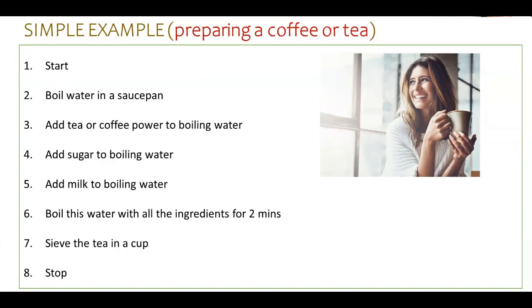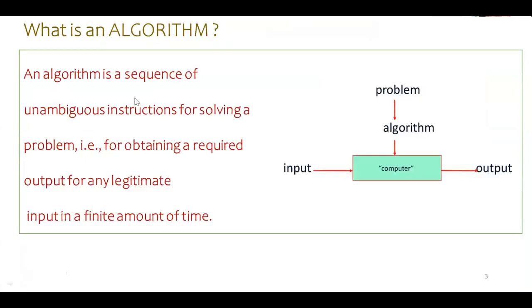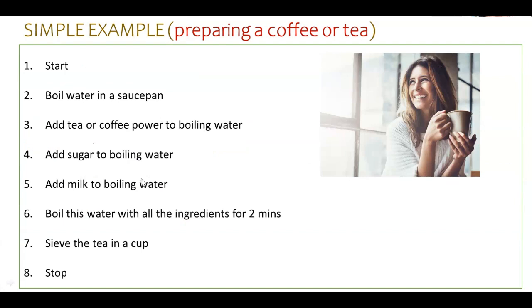So the inputs you are considering here are your pan, water, sugar, tea or coffee powder, or your milk. All these ingredients are taken as input. Now see your algorithm definition, and you can understand it in a better way. Whatever steps you are taking in your algorithm, it is very clear. There is no ambiguity, there is no confusion.